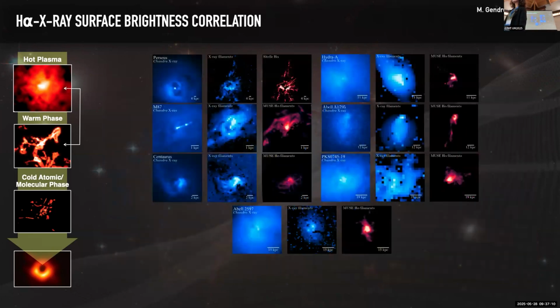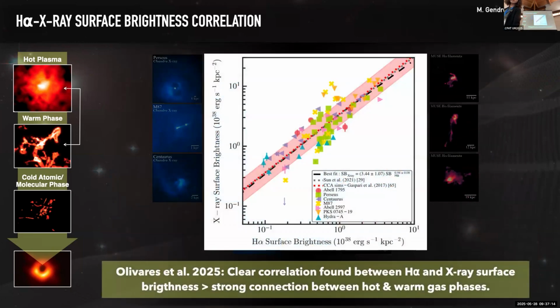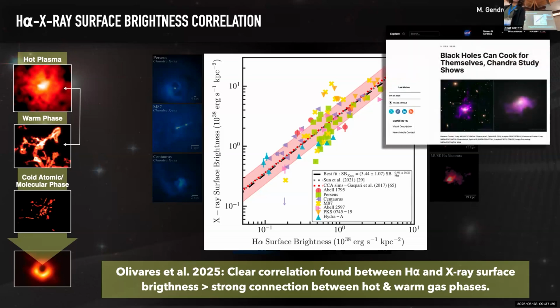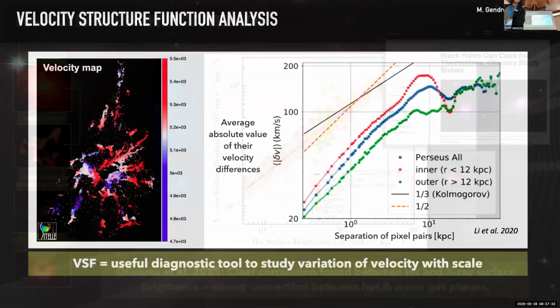She did this for Perseus, but also for 6 other galaxy clusters, and she found this correlation between the X-ray surface brightness and the H-alpha surface brightness. So again, another clue that this precipitation model is probably right. And we had this nice press release, whose title is a bit strange, but anyway.